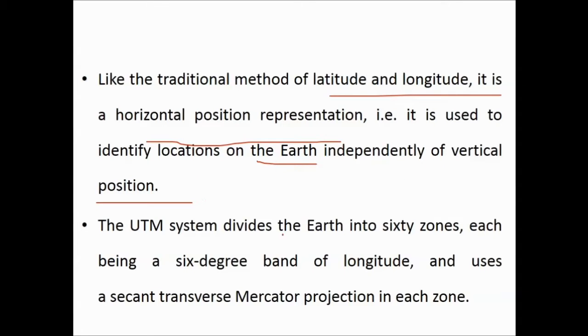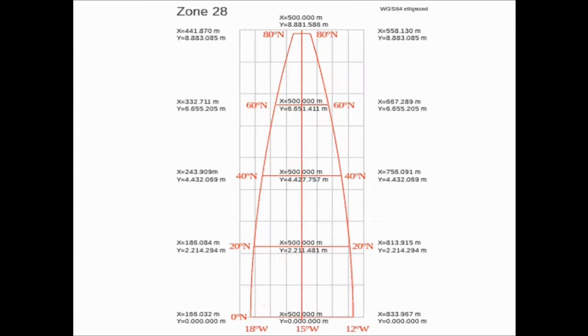So the UTM system divides the Earth into 60 zones, as I earlier mentioned, each being a 6 degree band of longitude. So these are latitudes and these are longitudes, and the longitudes have a 6 degree difference. It uses a secant transverse Mercator projection for each zone. So it is a UTM projection, and for each zone, the projection is a secant transverse Mercator projection. That is why it is UTM.